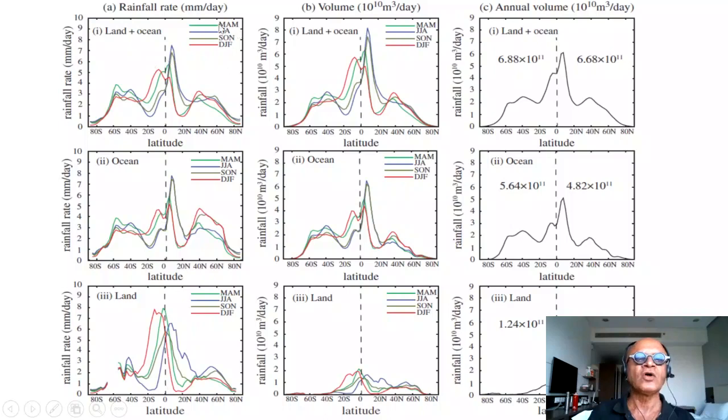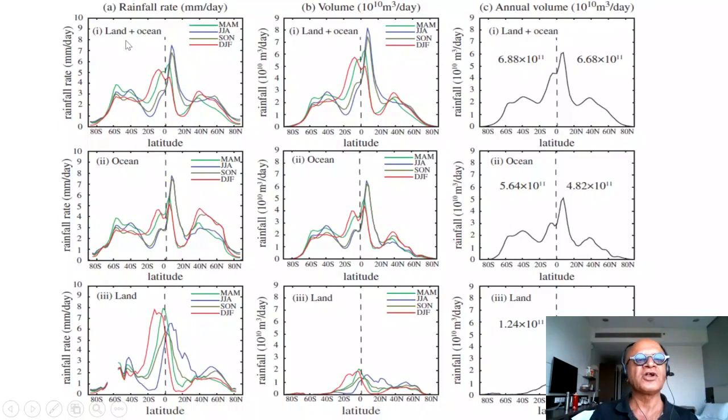So for all seasons, and then for ocean and land, and then volume of rain, 10 to the 10 meter cube per day, and annual volume. So instead of the seasonal volume, you look at the annual volume, and you will see that broadly speaking the hemispheric asymmetries are still visible down here, but as you go to higher latitudes there are those higher latitude tropical storm bands which produce rain.